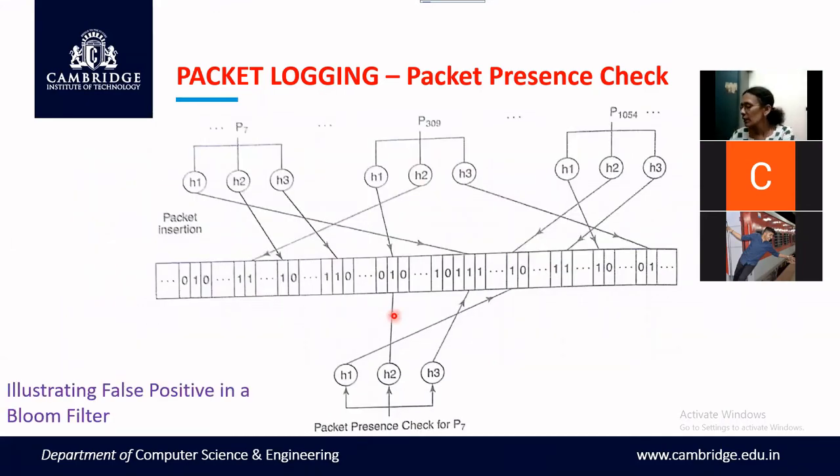So how does this false positive take place? Say you have 3 packets here: P7, P309, P1054. P7's hashes are these 3, so the 3 values are marked as 1. P309's values are these 3, so those 3 bits are marked. And P1054 is these 3, so those 3 bits are marked. Now suppose you want to check P7. Actually, make it P8.